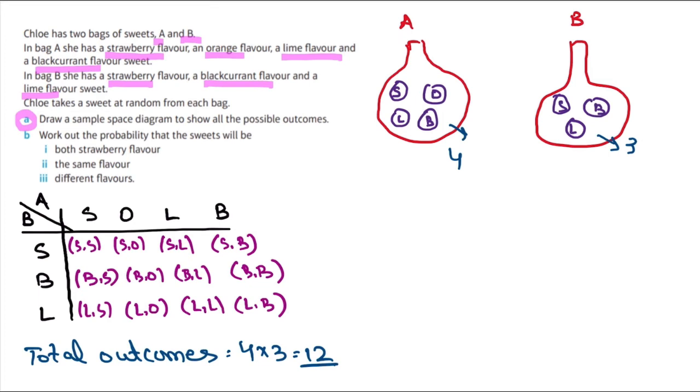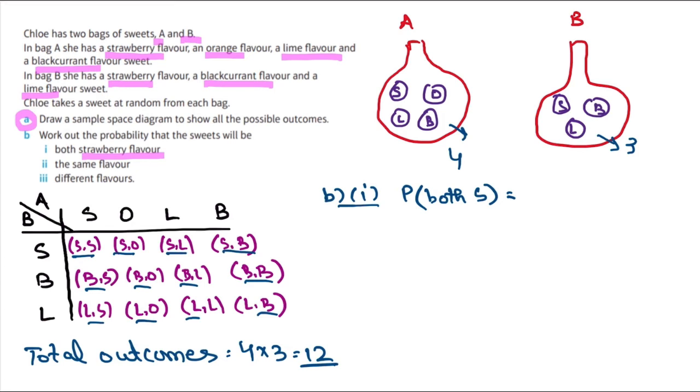If you don't want to multiply, you can also count them as well: 1, 2, 3, 4, 5, 6, 7, 8, 9, 10, 11, 12. So either way you would have 12. Now let's have a go at part B, I. This says to find the probability that both of them are strawberry flavor. So I'm going to write down both S. How many outcomes give us both strawberry? This is the only one giving us strawberry and strawberry. So this would be 1 out of the total outcomes, which is 12.